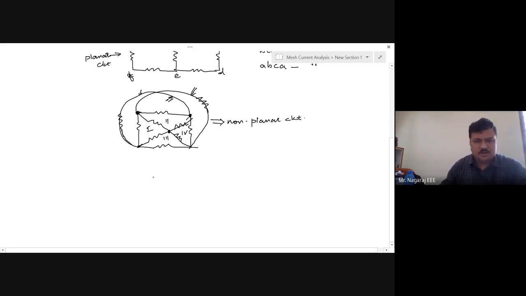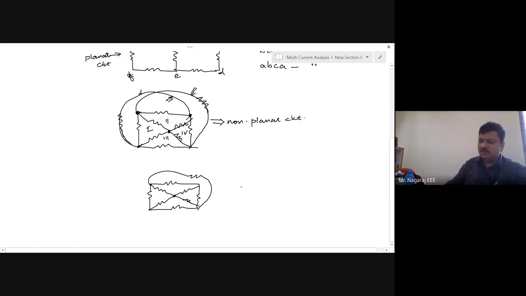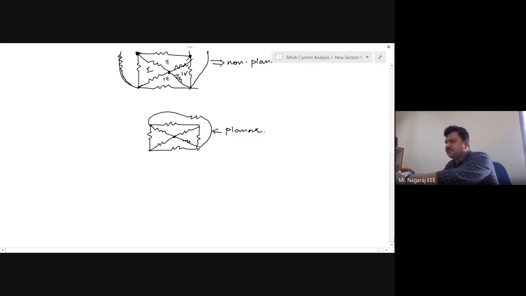Similarly, I will draw almost a similar circuit. Okay. Now, if there is only one such branch, then no issues. It can be planar because there is no other branch which is crossing any other branch. Okay, it is still planar. So I can apply mesh current analysis only to planar circuits. Now, how to apply it? That is the question.